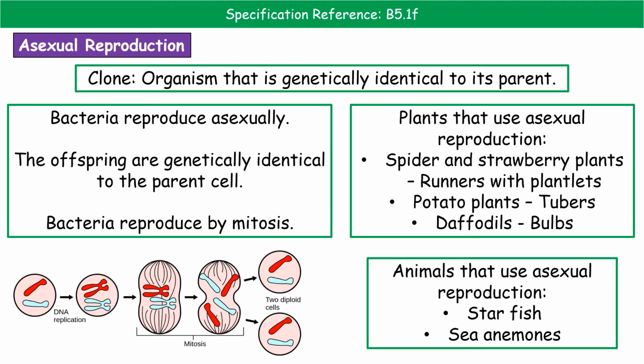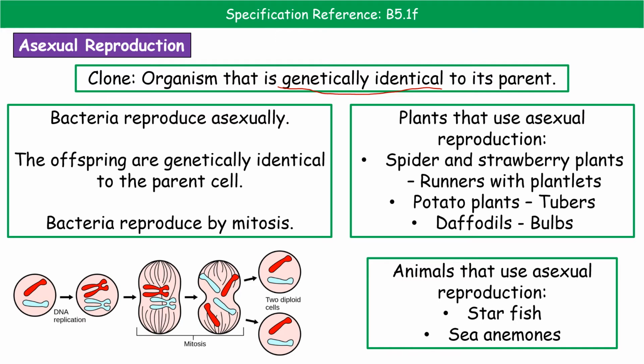So, what we're going to look at then is a little bit of reproduction. We're going to focus on asexual reproduction. So asexual just means without sex. What we're going to produce then are these clones, which are organisms that are genetically identical to the parent. So this is a phrase we should get used to using, genetically identical.